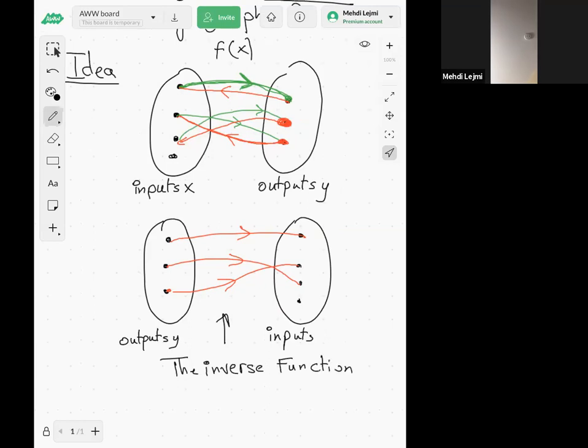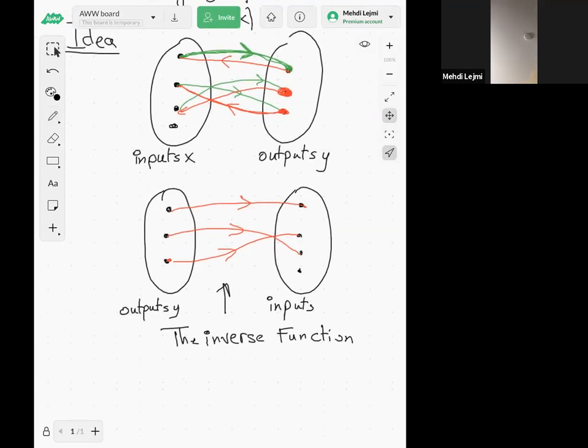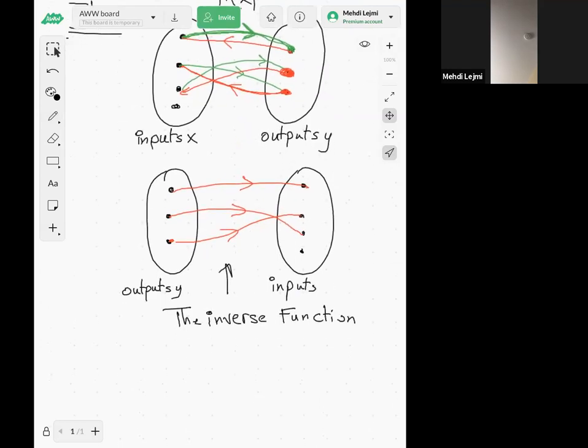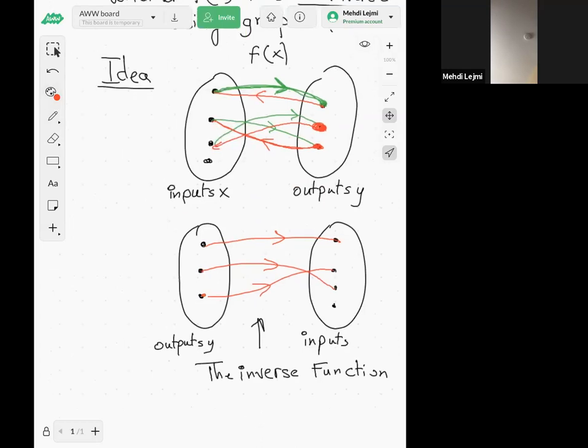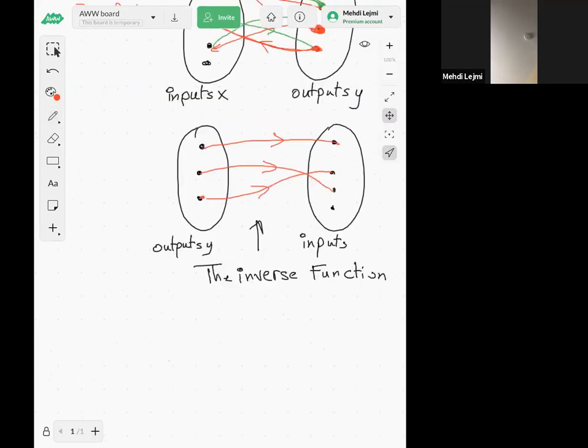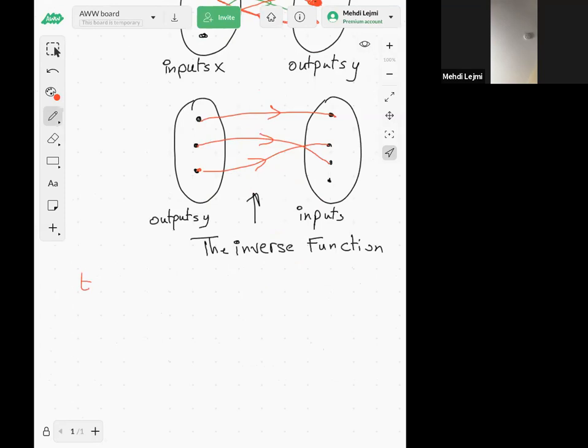But if you reverse the arrows, sometimes you don't get a function. This is example 1. Now let's have another example, example 2, a very simple example. I'm going to have just 2 points here and 1 point here.